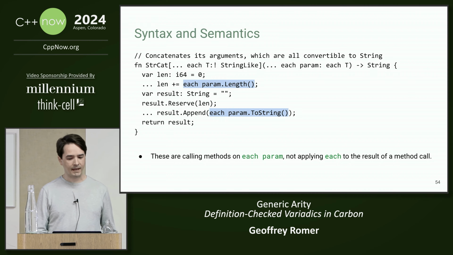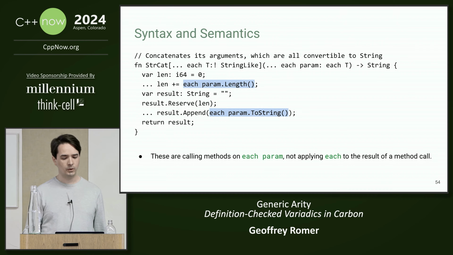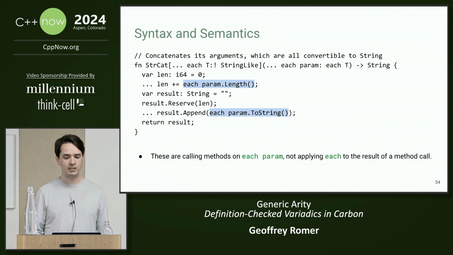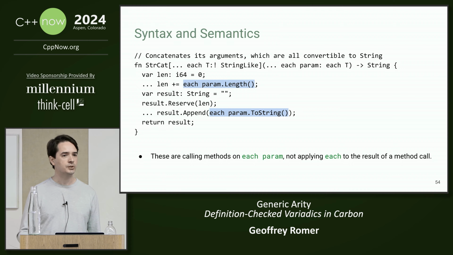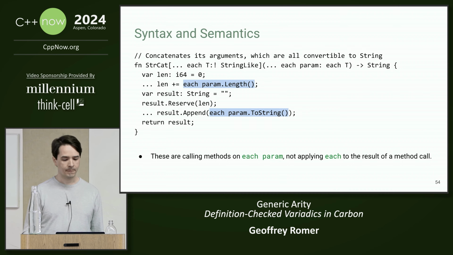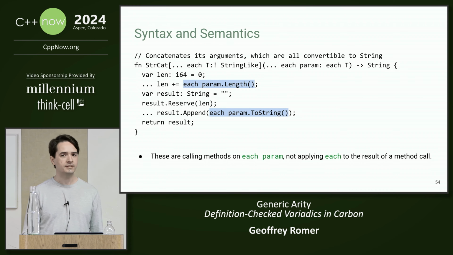These two statement pack expansions work pretty much like the one that I showed before, but one interesting thing to notice is each always applies directly to the name of a pack. So in these two cases, we're calling a method on each param. We're not applying each to the result of the method call. Each really is part of the name. You can also think of each as an operator with infinitely high precedence.